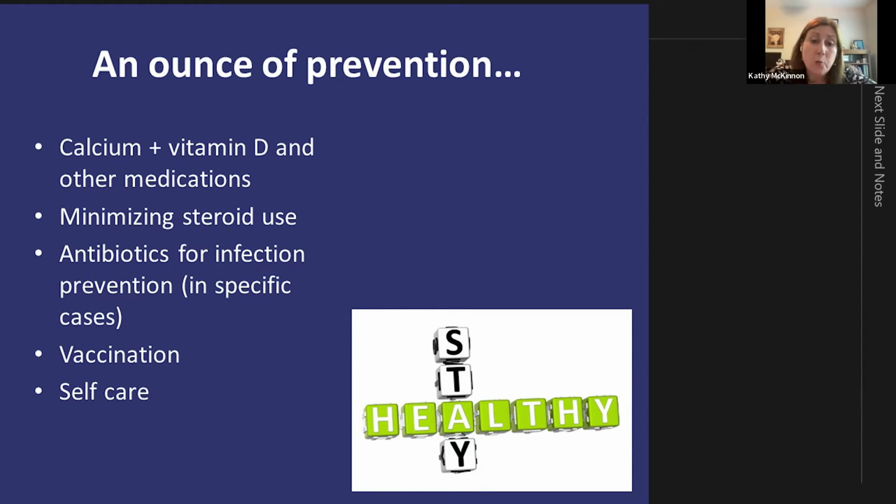But there is hope, and there are things to do to help prevent some of these steroid side effects. We typically use calcium and vitamin D to help prevent bone loss in people who are taking steroids for longer than just a few weeks. We try to minimize the amount of steroids that people get by using some of these other medications that I mentioned. In special cases, we do use antibiotics to help prevent certain infections we know that are more commonly occurring in people whose immune systems are lower. We do our best to vaccinate everybody against preventable diseases, and we encourage good self-care, getting adequate rest, healthy diet, stress management. All those things can be helpful.